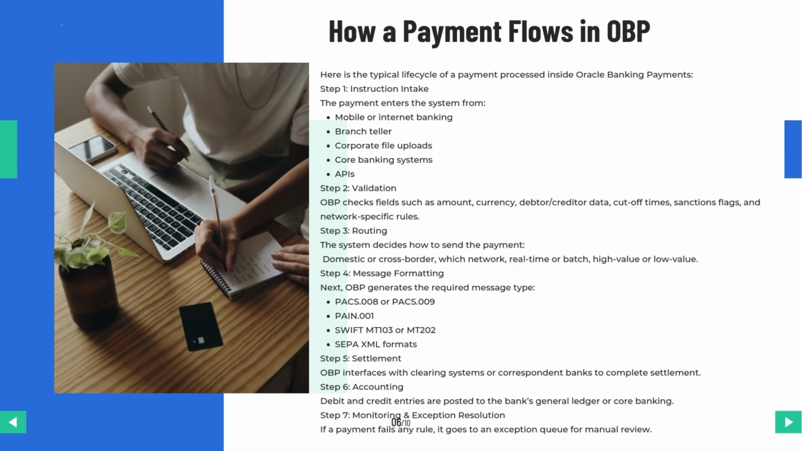Step 5. Settlement. OBP interfaces with clearing systems or correspondent banks to complete settlement. Step 6. Accounting. Debit and credit entries are posted to the bank's general ledger or core banking. Step 7. Monitoring and exception resolution. If a payment fails any rule, it goes to an exception queue for manual review.